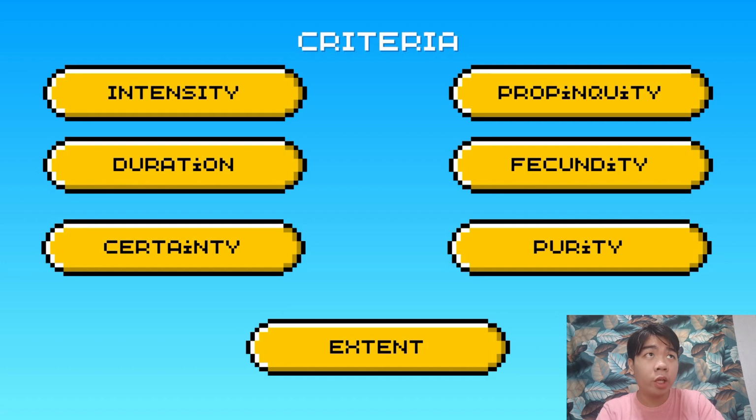Fourth is propinquity. How soon will it occur? Fifth, fecundity. Will this lead to more pleasure or will this lead to more pain? Sixth, purity. Is the pleasure free from pain or is the pain free from pleasure? And lastly, extent. How many people will be affected?